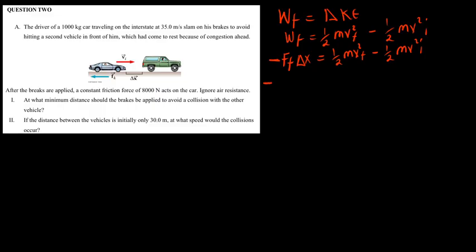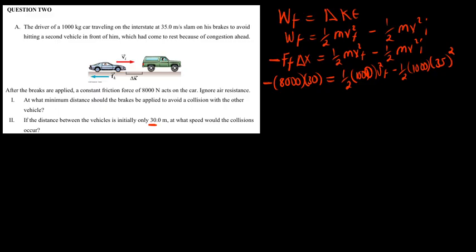So in that situation, what is the friction force? It is 8,000. Then what is the distance? The distance is 30, equal to 1/2. What is the mass? The mass of the car is 1,000, so you put 1,000 there, then v² final minus 1/2, with mass 1,000 again. And the car was moving at what speed? It was moving at 35 squared.